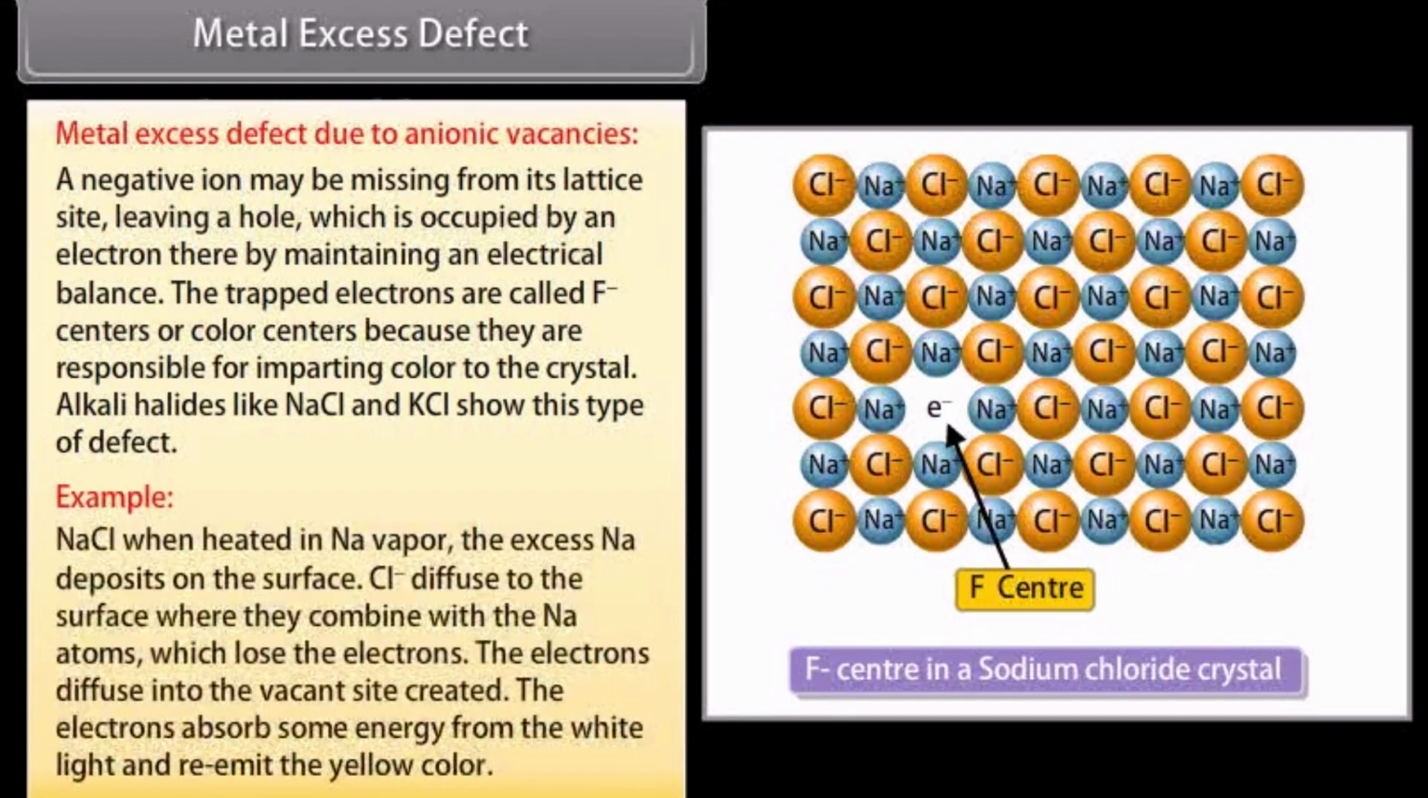Example: when NaCl is heated in Na vapor, the excess Na deposits on the surface. Cl⁻ diffuse to the surface where they combine with Na atoms, which lose electrons. The electrons diffuse into the vacant site created. The electrons absorb some energy from the white light and re-emit the yellow color.